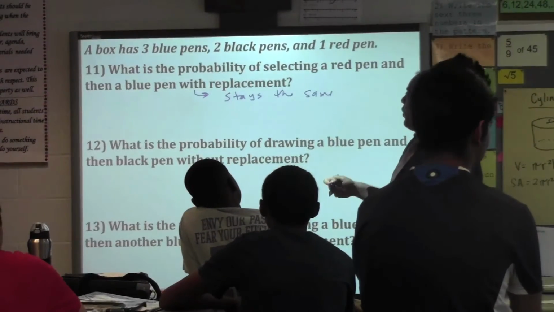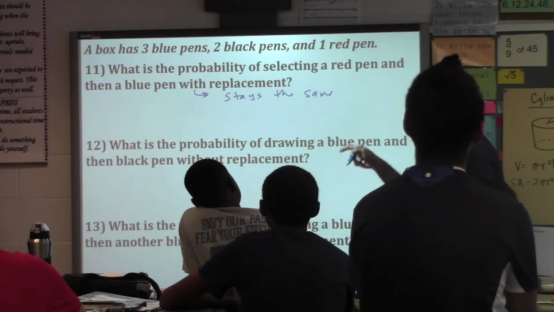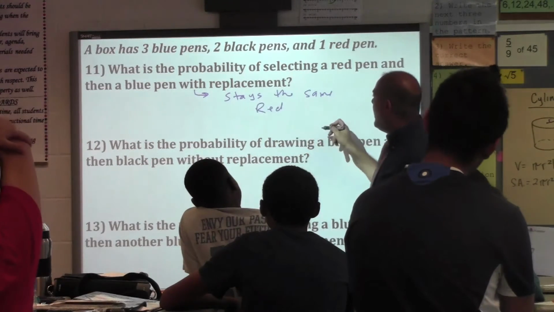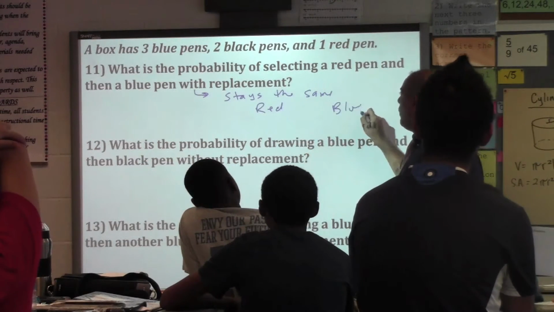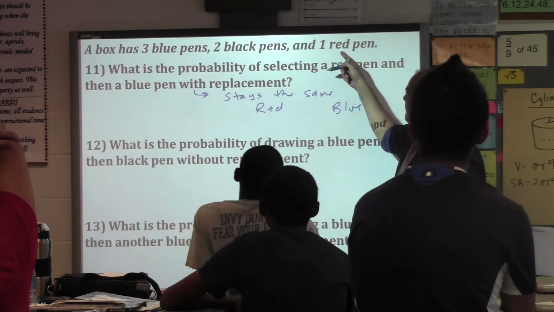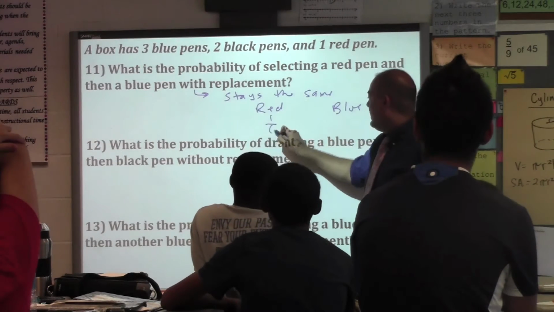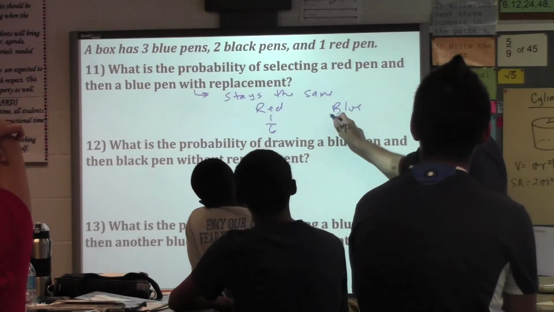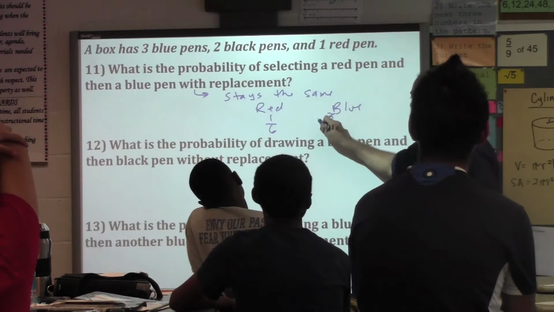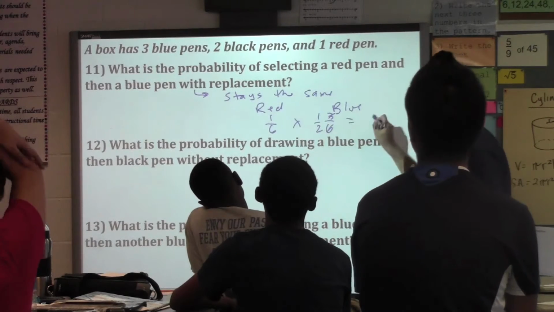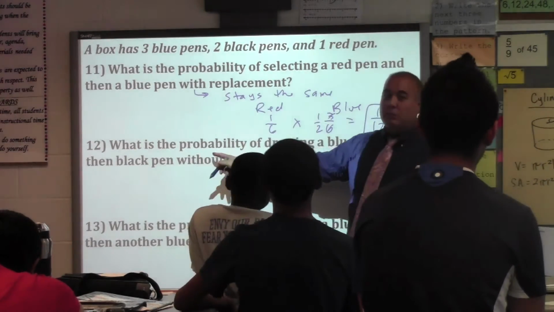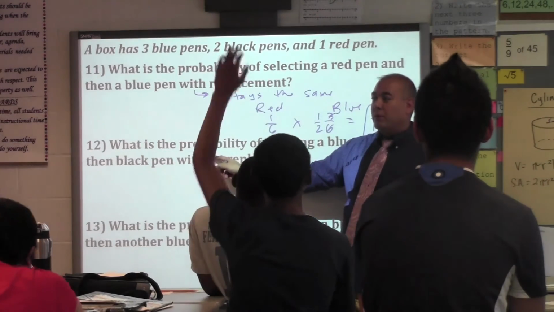A box has 4 blue, 2 black, and 1 red pen. What's the probability of getting a red pen followed by a blue pen? What's the probability of getting a red pen? 1 out of 6. What's the probability of a blue pen? 3 out of 6, which produces 1/2. Good. We multiply these together and we get 1 over 12. Now, without replacement, what happens to the denominator?